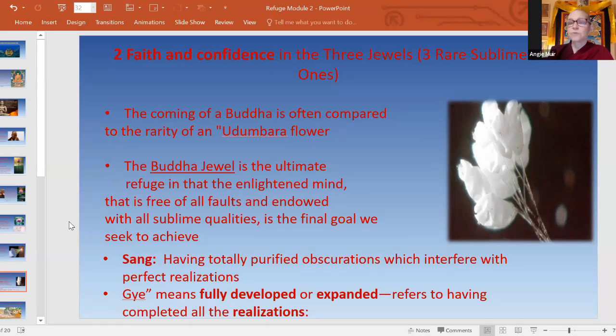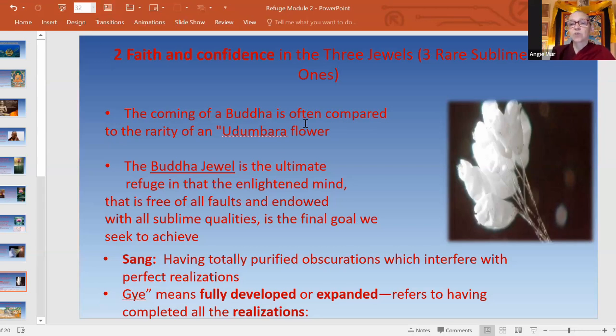So the 3 jewels of Buddha, Dharma and Sangha. Well, a jewel is something precious, so we regard the Buddha, Dharma and Sangha as something very precious. We rely on them for our spiritual development. Lama Zopa Rinpoche's translation of the 3 jewels was the 3 Rare Sublime Ones.